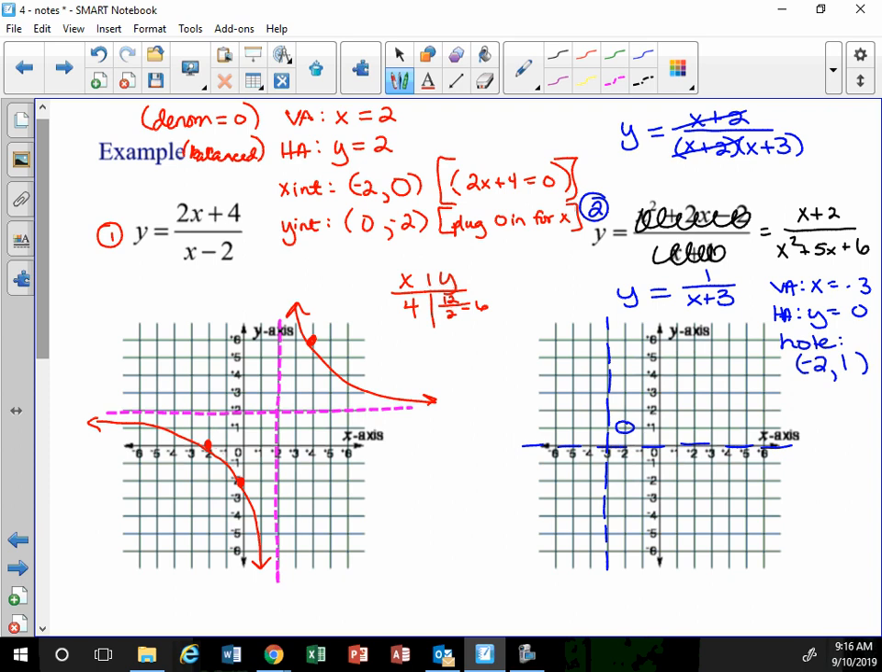All right, we got to think about x-intercepts and y-intercepts. All right, x-intercept. Remember from what we did before, that's where the numerator equals 0. Work with the reduced one. Can the numerator equal 0? The numerator is 1. Is that ever going to be 0? No. Okay, so there is no x-intercept.